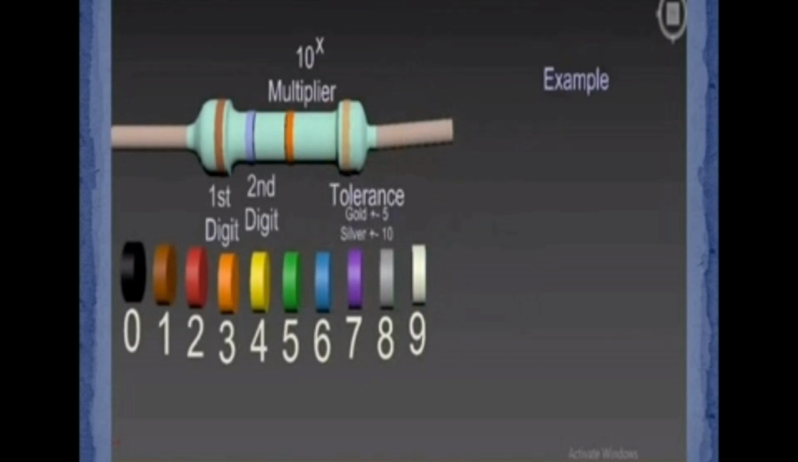So for example, we can take the three color one example. So brown, blue and third color is orange. So brown na 1, blue na 6, orange na 10 to the power of 3.